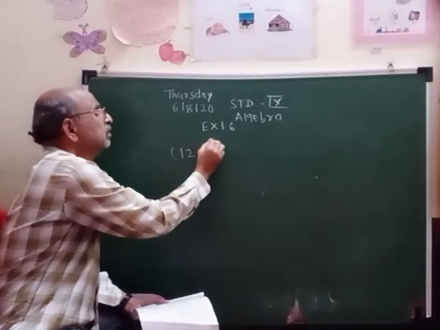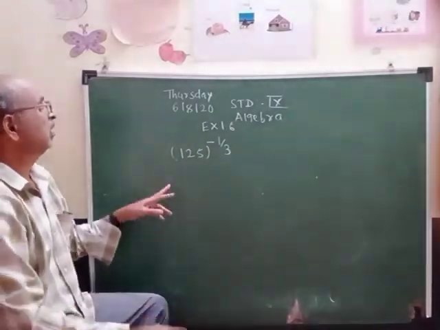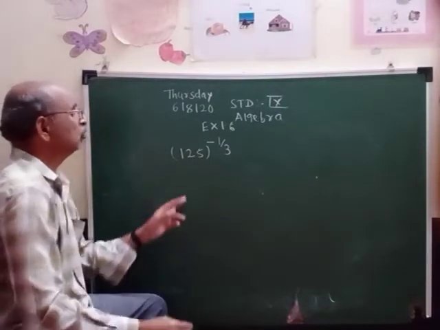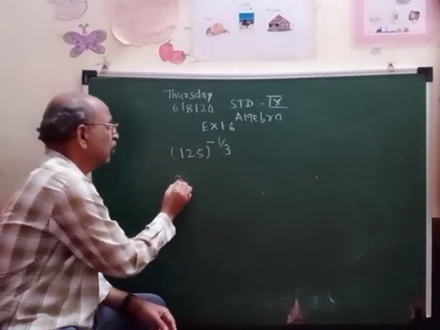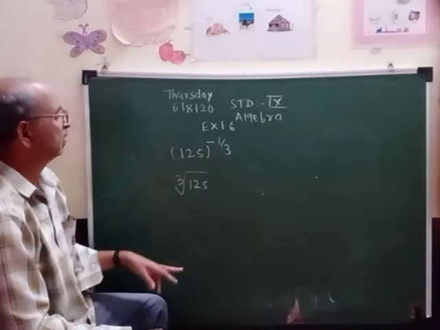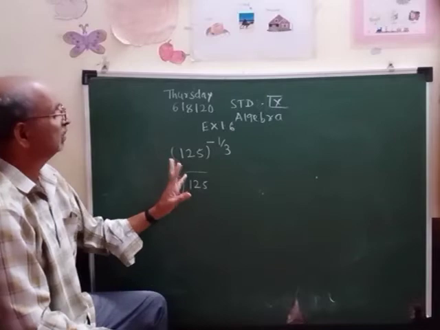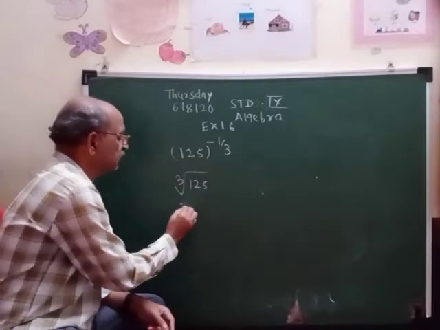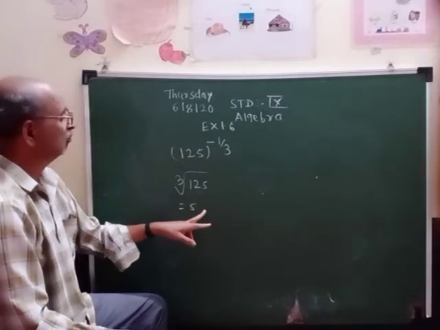125 raised to minus 1 upon 3. Now 125 raised to minus 1 upon 3 means, in short, you have to find the cube root, because here 3 is there. So it is the cube root of 125, but here there is a negative sign. If you know the multiplication properly, the same number you have to use. So the cube root of 125 is 5, because 5 5s are 25, 25 5s are 125.